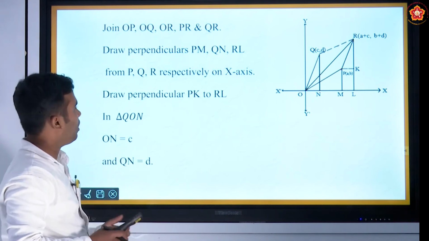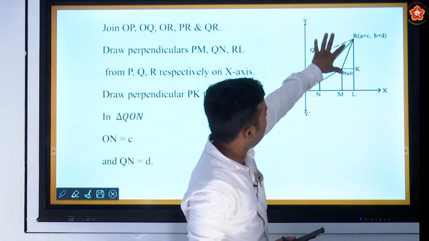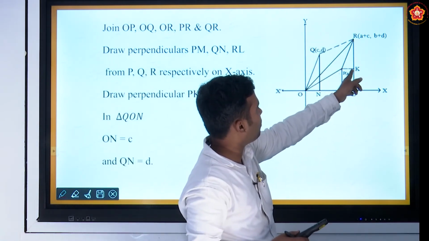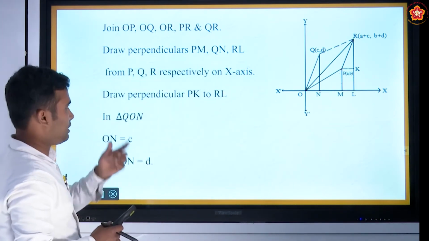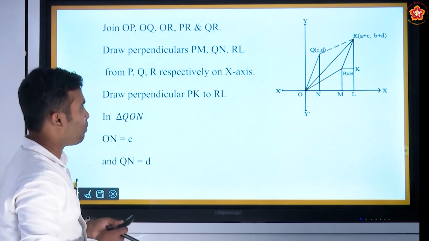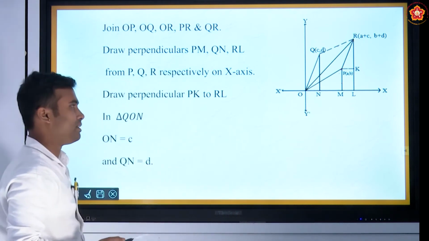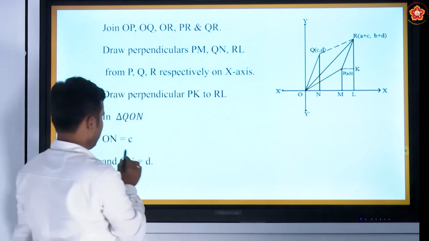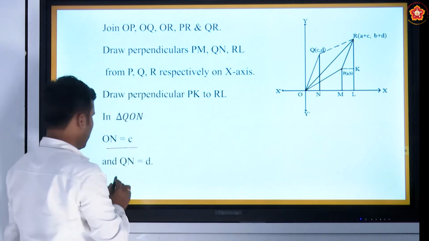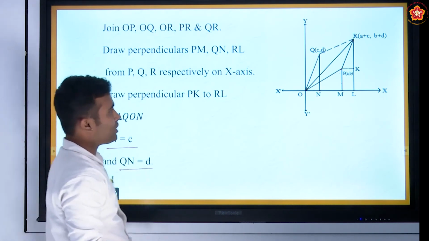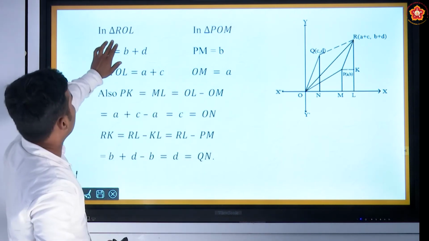So let us draw a perpendicular PK to RL. This is RL. This perpendicular we have drawn to the line RL is called PK. Now let us consider the triangle QON. From that triangle we can say that ON is equal to C, and QN is nothing but D.